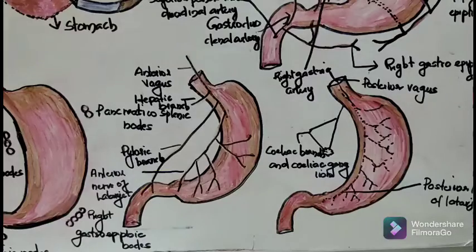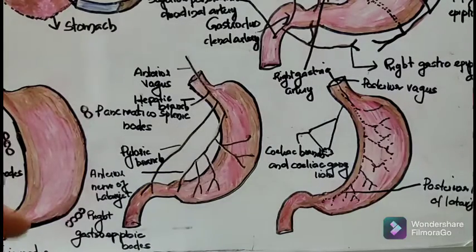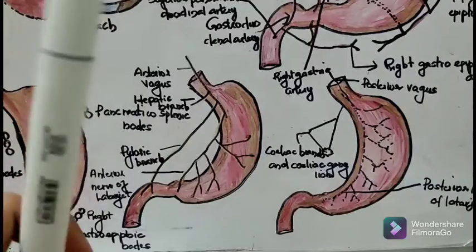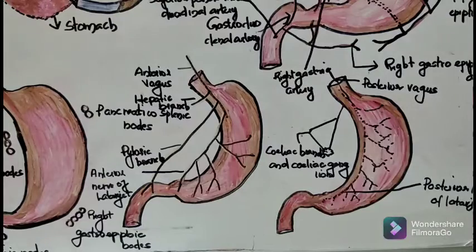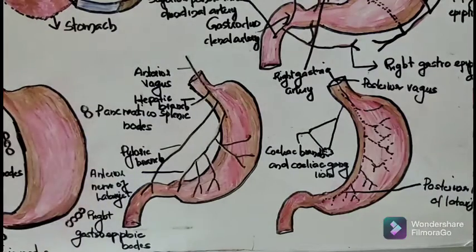So today we discussed the visceral relations, the peritoneal relations, the blood supply, nerve supply, and the lymphatics of the stomach. First we discussed the peritoneal relation. The stomach is covered anteriorly and posteriorly by the peritoneum, and it continues with the greater as well as the lesser curvature of the stomach. Then we discussed the visceral relations. Anteriorly it is related to the liver, diaphragm, etc., and posteriorly it is related to several structures.